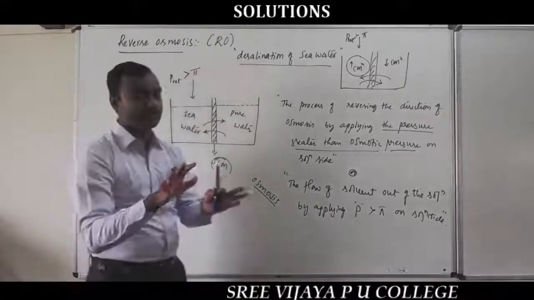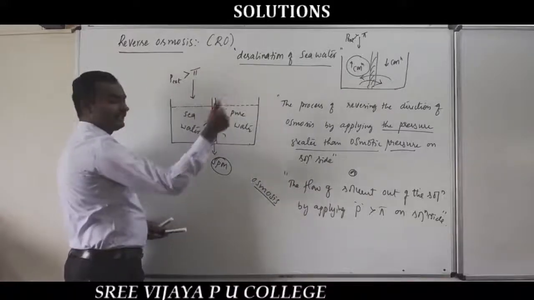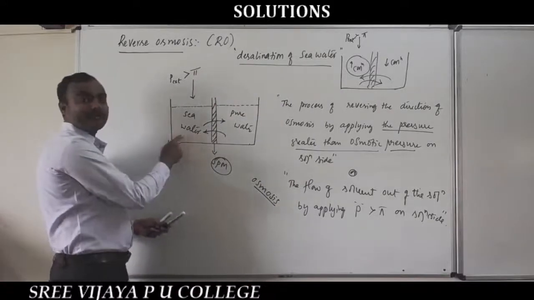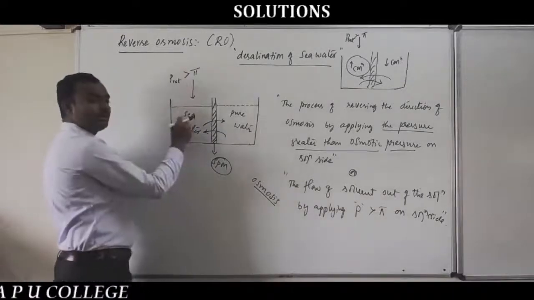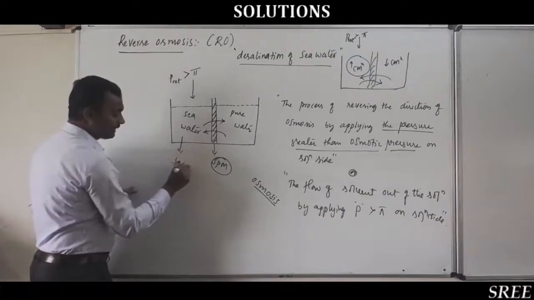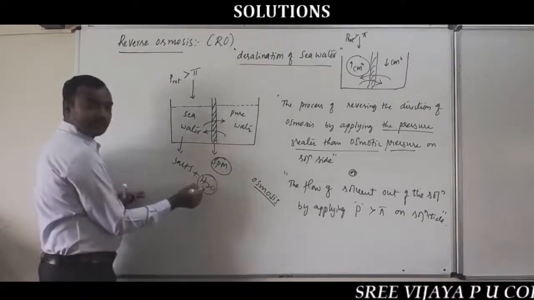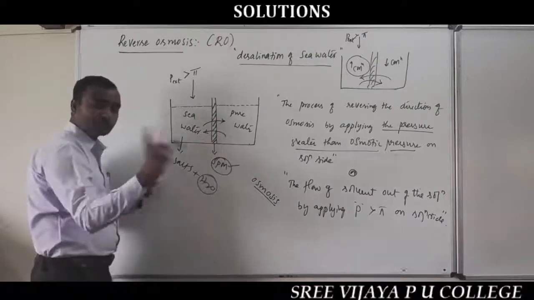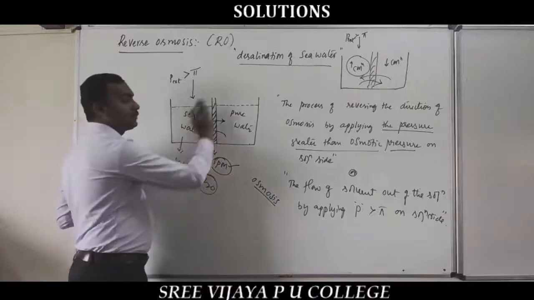Apply the pressure. That pressure is called osmotic pressure, and remember that it is applied on the solution side. Here the solution side is nothing but sea water. If I apply the pressure on the sea water, what happens? It consists of a number of salts and also water. That water molecule is the solvent molecule, because the semi-permeable membrane allows only solvent molecules. The water molecules present in the sea water come out from the sea water.